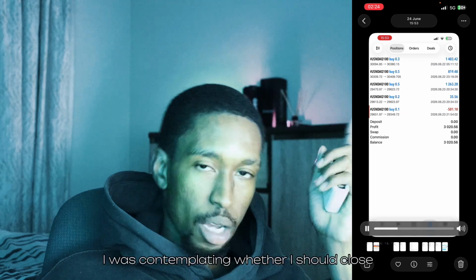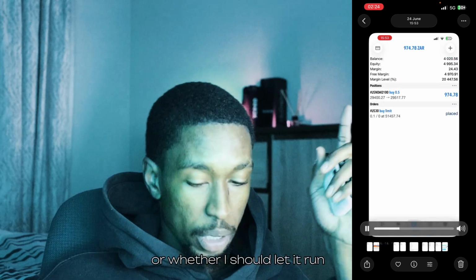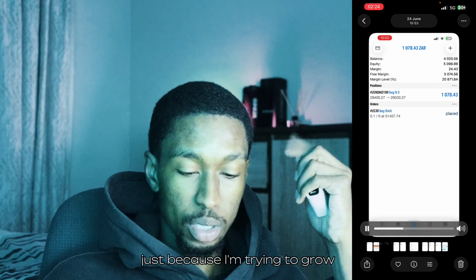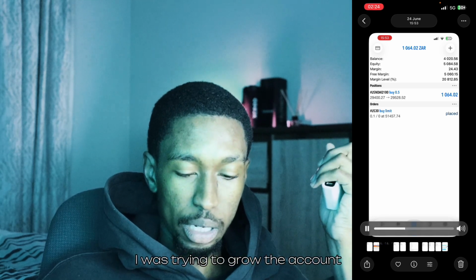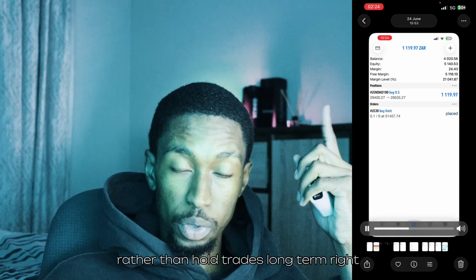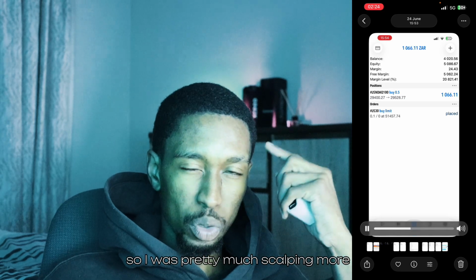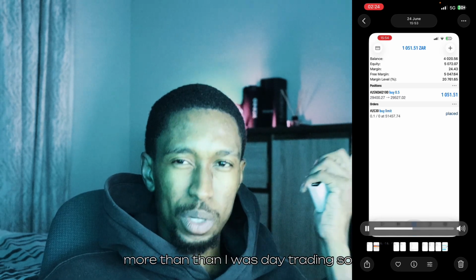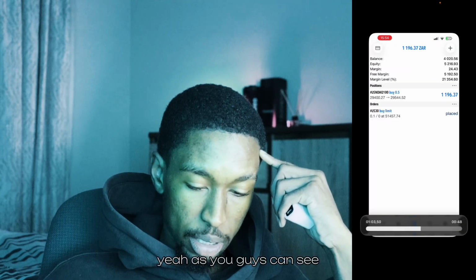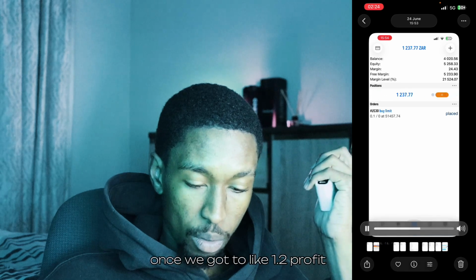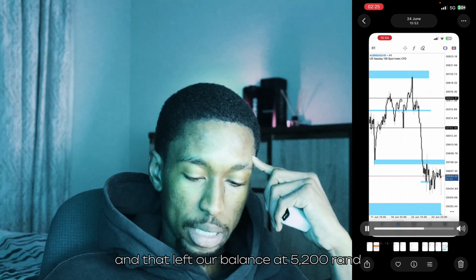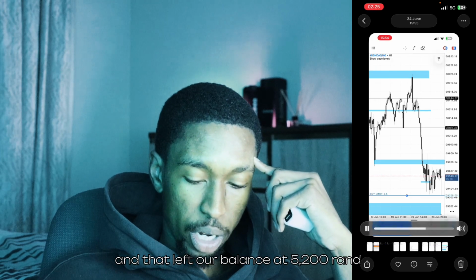So I was contemplating whether I should close or whether I should let it run, because a lot of my setups I was closing them early just because I was trying to grow the account rather than hold trades long term, right? So I was pretty much scalping more than I was day trading. So yeah, as you guys can see, fast forward a little bit, once we got to like 1.2 profit, I decided to close that trade, and that left our balance at 5,200 rand.